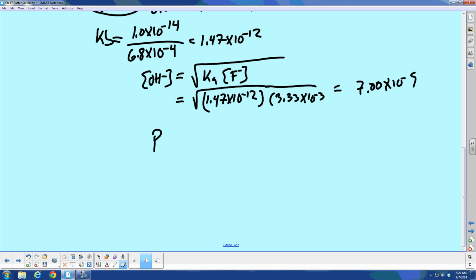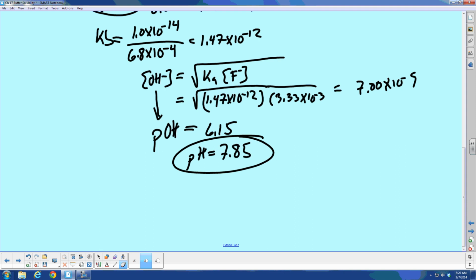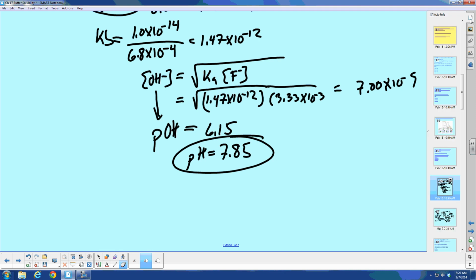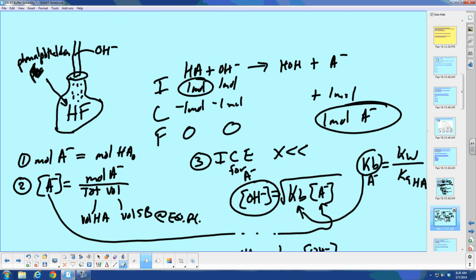So then we get the what? pOH, because that's hydroxide, take the negative log of that number, and I get 6.15, and then subtract that from 14, and my pH is equal to 7.85. So that is my pH at the equivalence point. And then finally, what do we do beyond the equivalence point? What do I have beyond the equivalence point?